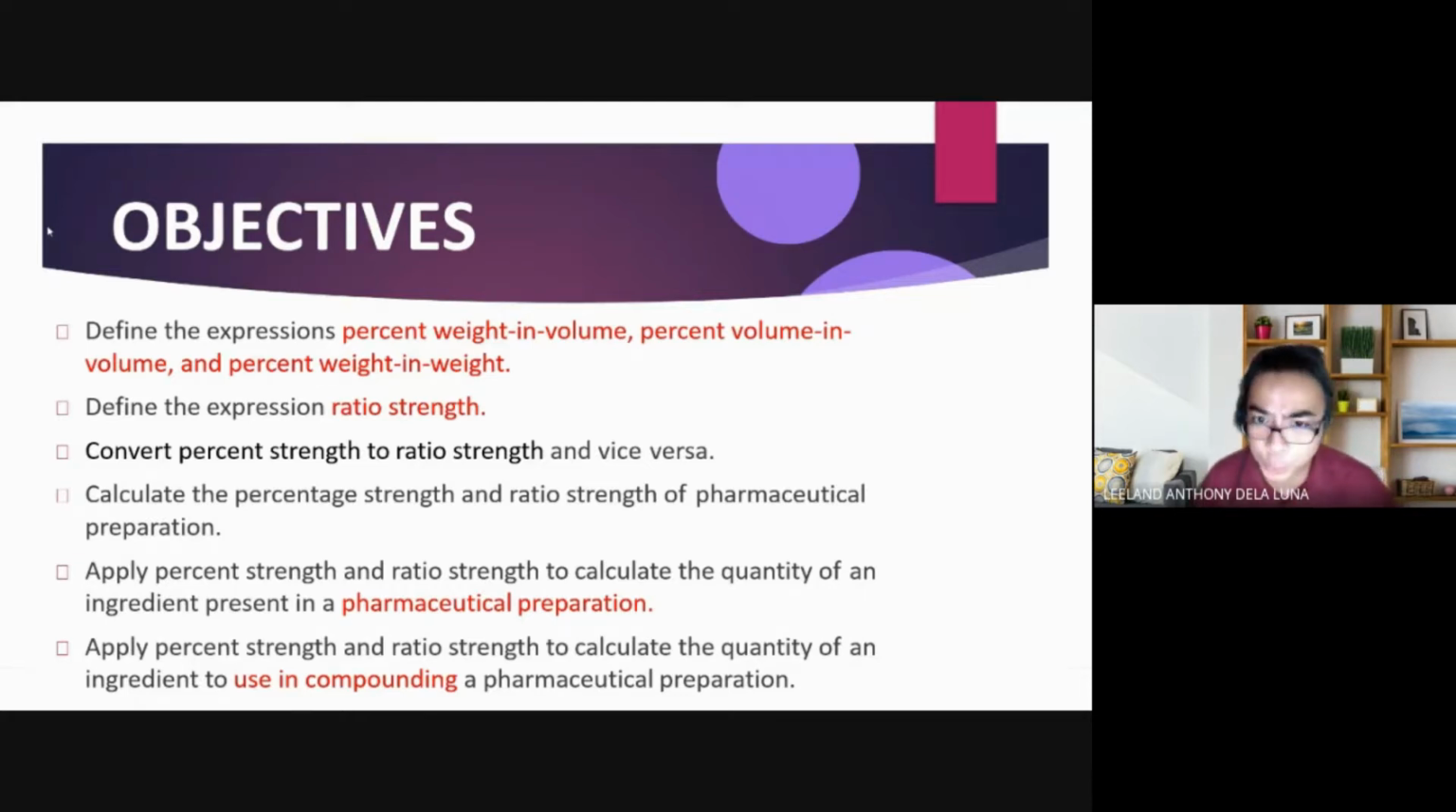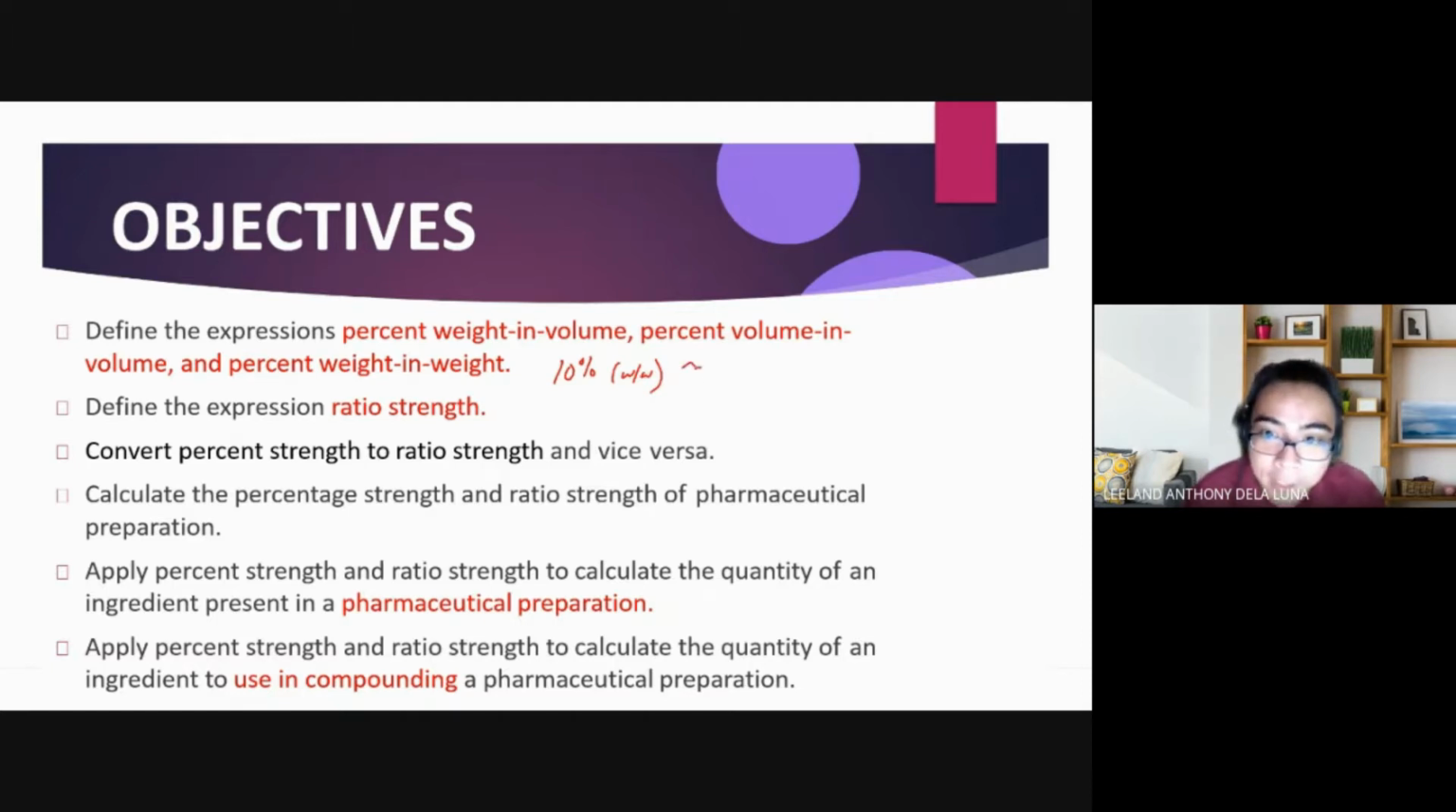Usually it's expressed like this. For example, you see 10% W per W. It means that's an expression of weight per weight. Meaning the weight of your solute is expressed in grams, and then the total solution is also expressed in grams. Total weight of the solution is expressed in grams.